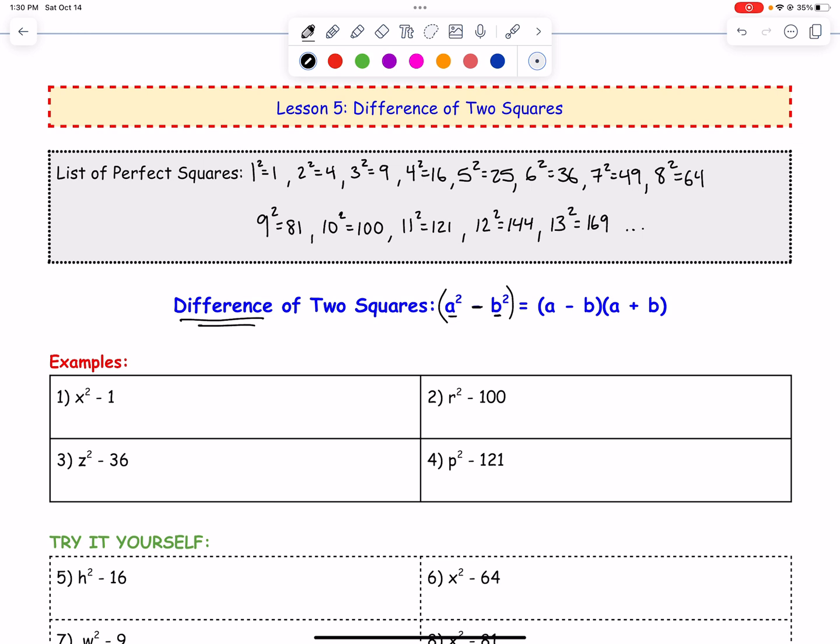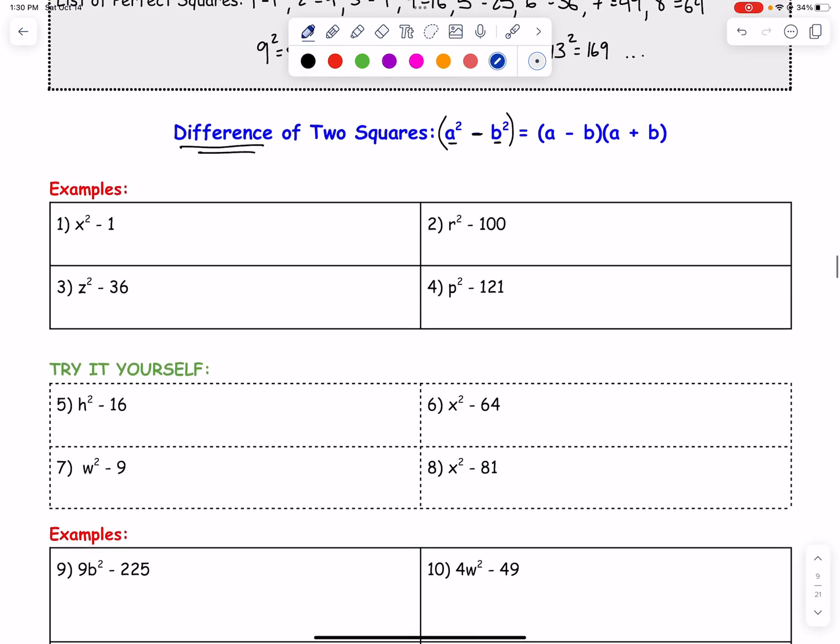And then difference of two squares is very important because this type of factoring only works when two perfect squares are being subtracted. And you factor that into their square roots with a plus or minus, so you have one of each sign, a plus and a minus. So let's take a look at some examples to show you what this is talking about.